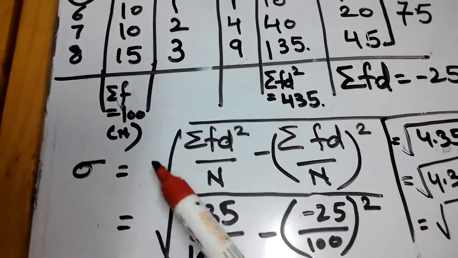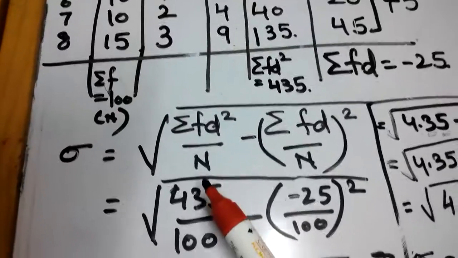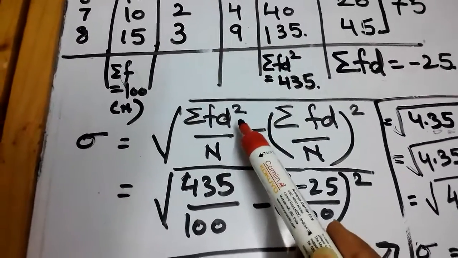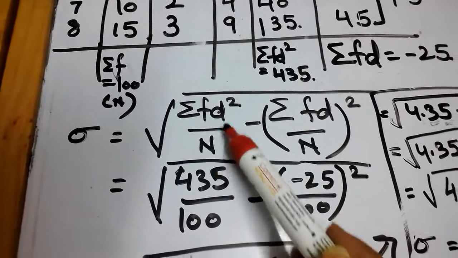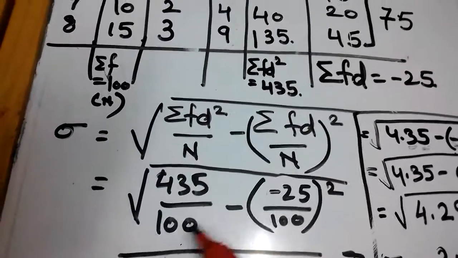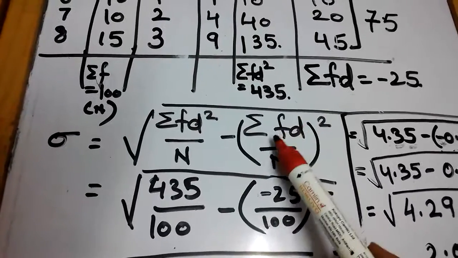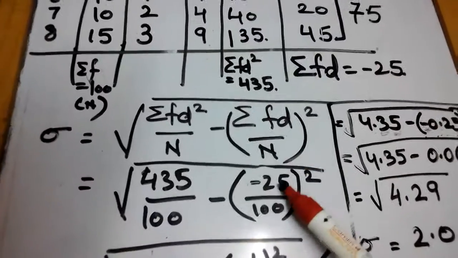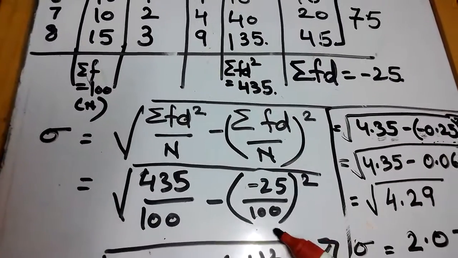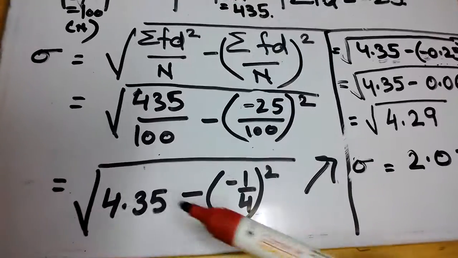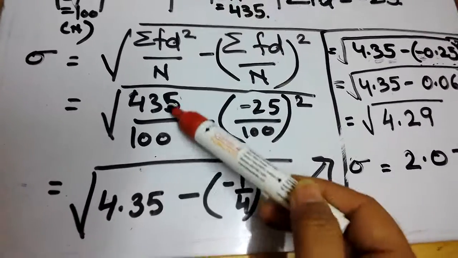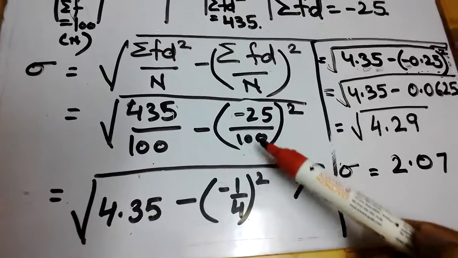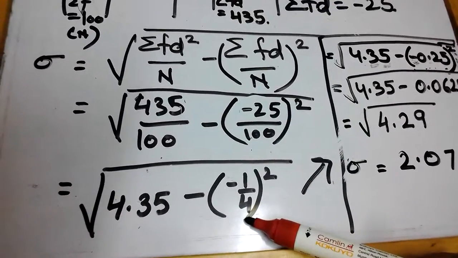Fine children. So I am putting all the values in the formula. Our formula is this: summation f d square divided by n, 435 divided by 100, minus, now in the second bracket we'll be writing summation f d. I got minus 25, so minus 25 divided by 100, and squaring that. So further calculating, dividing 435 by 100, I get 4.35, and dividing this I get 1 by 4.